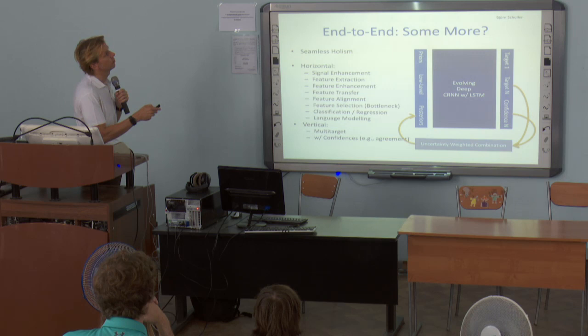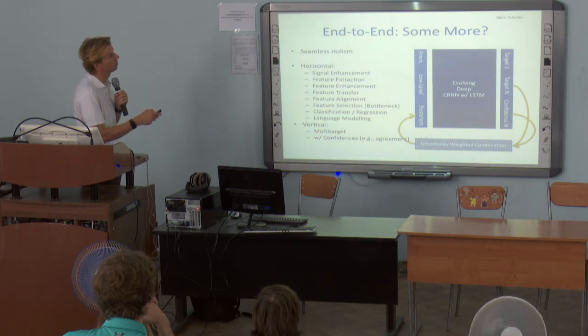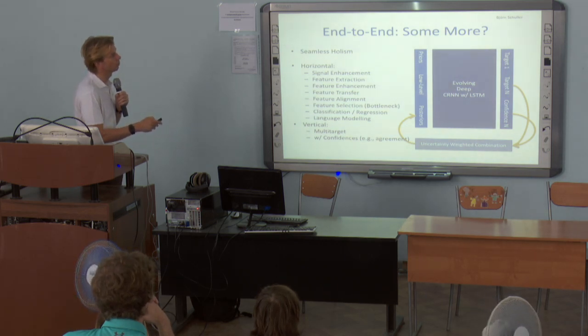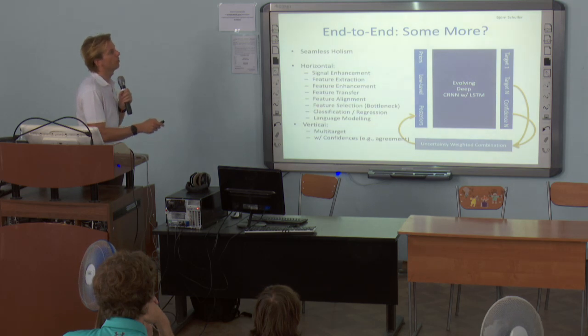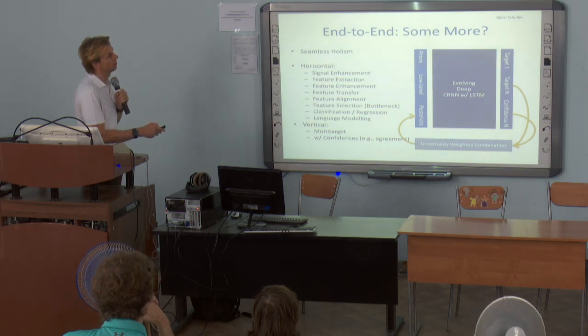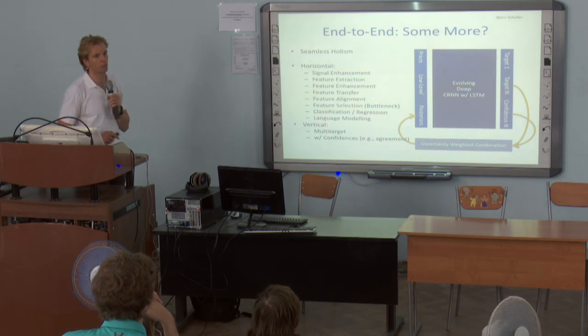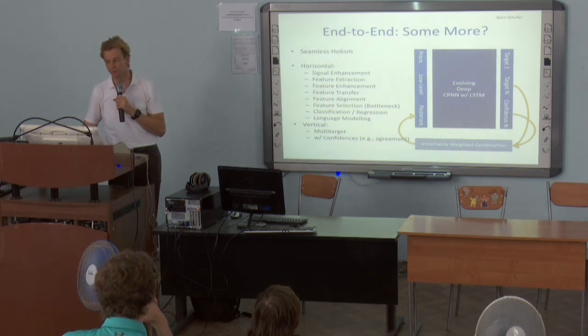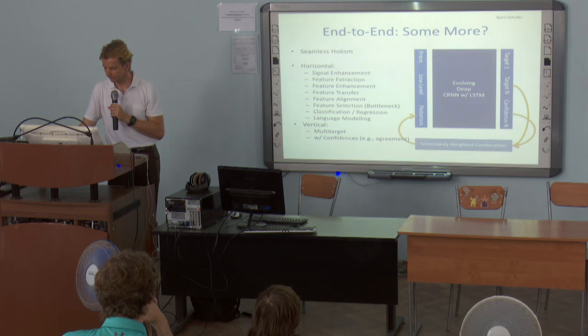Now this is what I would like to call horizontal holism, because we're holistically, seamlessly learning across the different processing steps. And we usually put that together with the vertical holism. That's the multi-target learning, putting together different tasks, even if not all are of interest, and putting aside confidences per task to include certainty in the network.